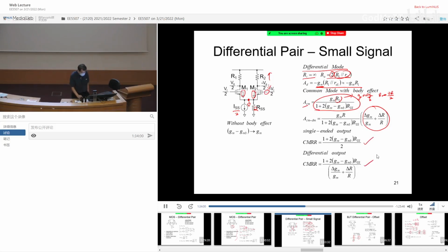They are very similar to the BJT cases, except that you have this additional minus GMB, because if you consider common mode, this is no longer a virtual ground. When you split the current and the RSS, this point is not the same as the body terminal. So you always have this GMB term remaining. Okay?